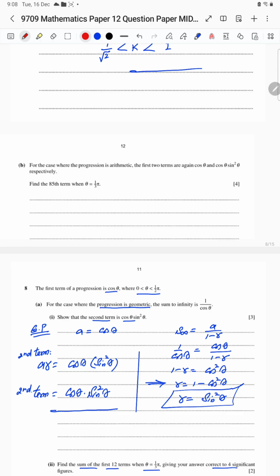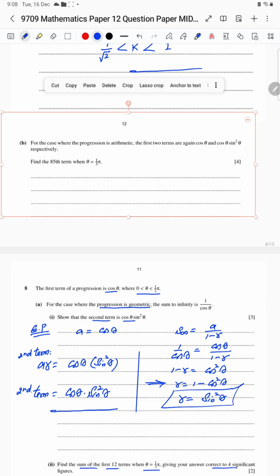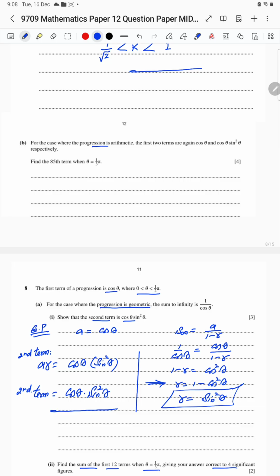Here, one more part of this question, for the case where the progression is arithmetic, now progression is AP. The first two terms are given: A is cos theta, and the second term is A plus D. We know in arithmetic progression cos theta into sine square theta. Find the 85th term when theta is pi by 3.